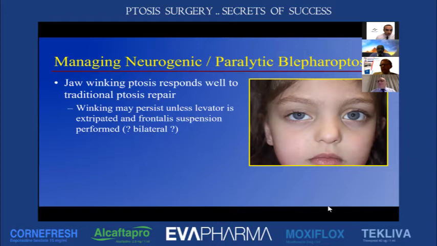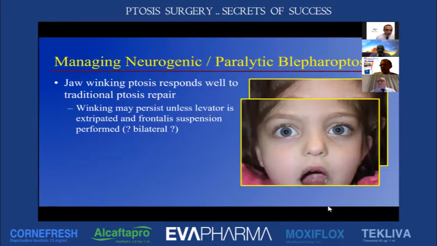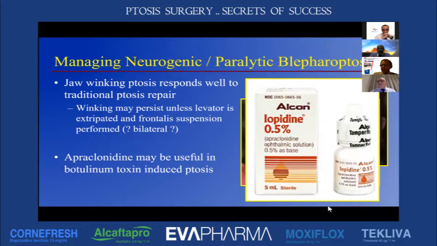And this is just another patient who has jaw winking ptosis. You can see that as they open their mouth, the eyelid becomes much more retracted. And as was mentioned in our previous talks here, patients who have botulinum toxin-induced ptosis often respond very well to apraclonidine.